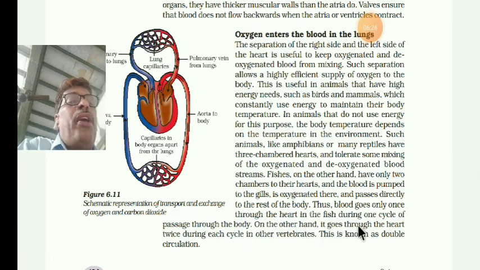On the other hand, in other vertebrates the blood goes through the heart twice during each cycle. This is called double circulation. Why double circulation? Look here now. For us, deoxygenated blood enters here and goes through the lungs, and again it comes to the heart and is then distributed all over the body. In this way, it comes to the heart two times. So here we say double circulation.